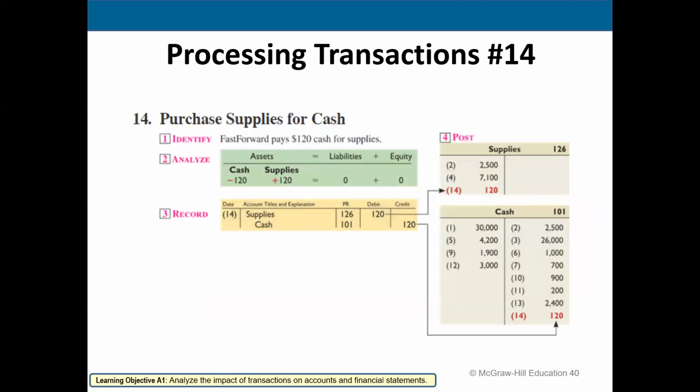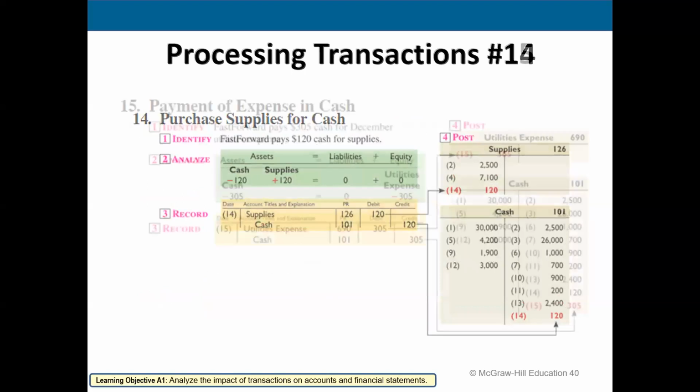Here's where we're going to purchase supplies for cash. So again, our cash will go down and our supplies will go up. So we'll debit supplies, an asset that is increasing, $120, and credit cash, an asset that is decreasing for $120, and we'll post those to our T accounts.